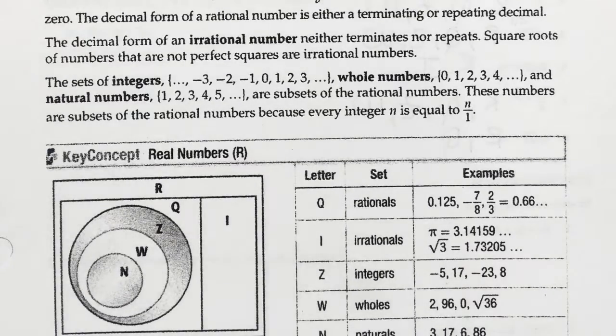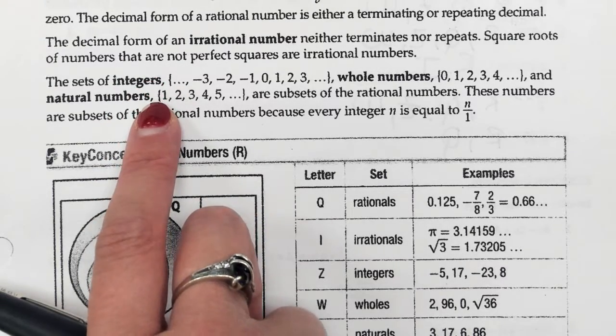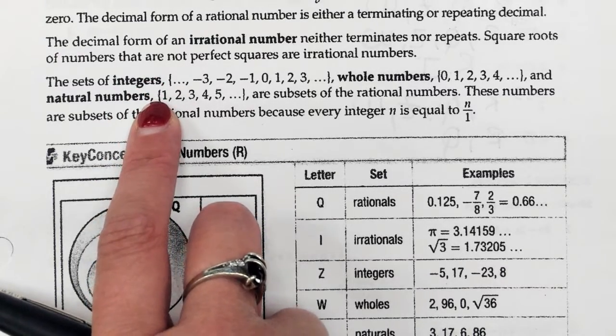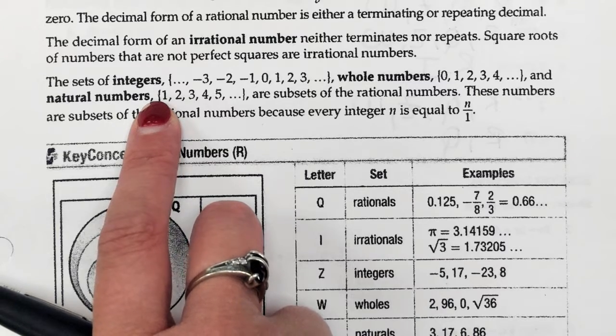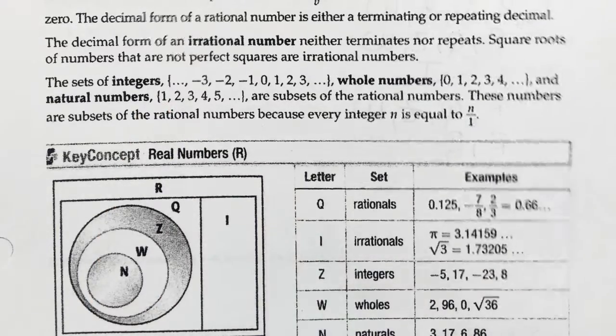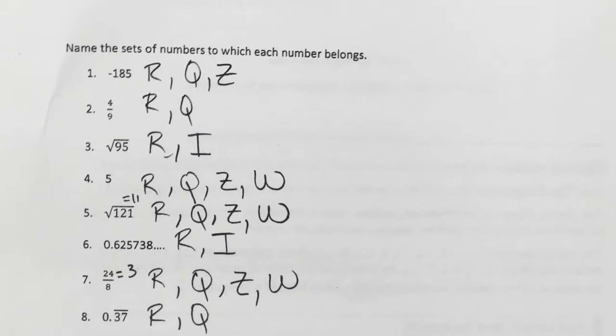Okay, here's the way I remember it. How you naturally count. Does it have a 0? Do you naturally count 0, 1, 2, 3, 4, 5? No, you count 1, 2, 3, 4, 5, okay? So let's look at the first one. Do you naturally count to negative 185? Do you naturally count to 4 over 9? Do you naturally count square root of 95? Do you naturally count to 5?